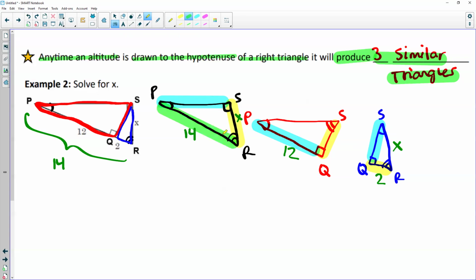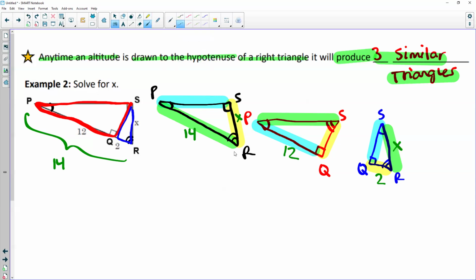This is single ring to double ring. Single ring to double ring is your hypotenuse here. And so what this basically does for us now is color code all of our corresponding sides. And we can use this color coding to start setting up our proportion.